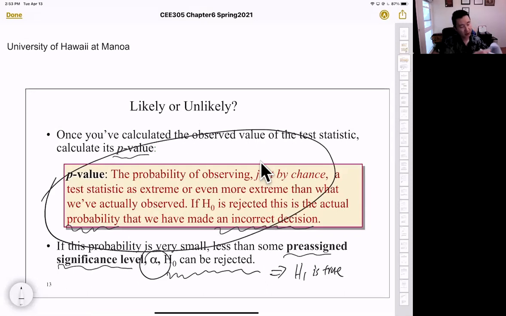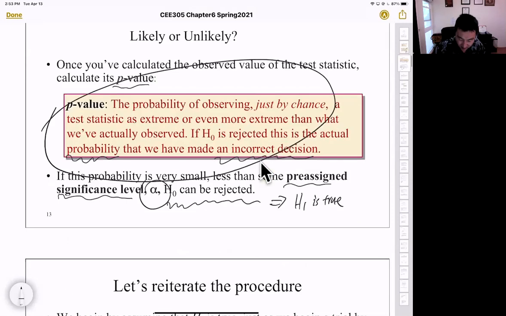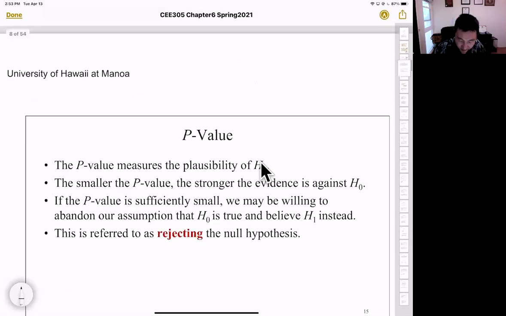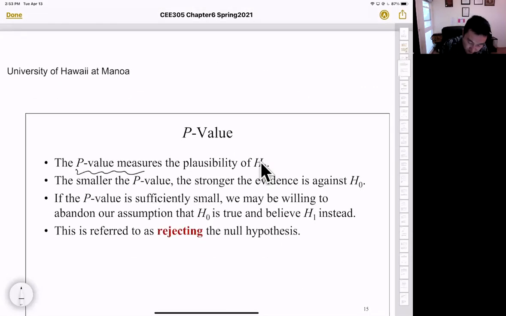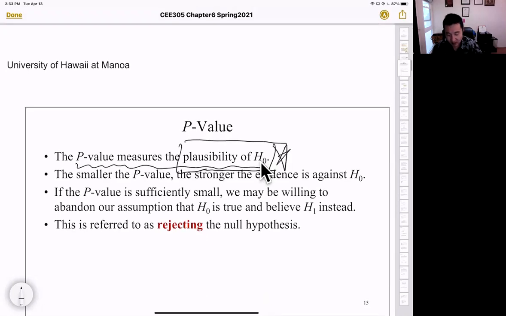So the p-value measures the plausibility of H0. The smaller the p-value, the less plausible H0 is true. So we have a stronger case to reject H0, and we conclude H1 is true. So the smaller the p-value, the stronger the evidence against H0.